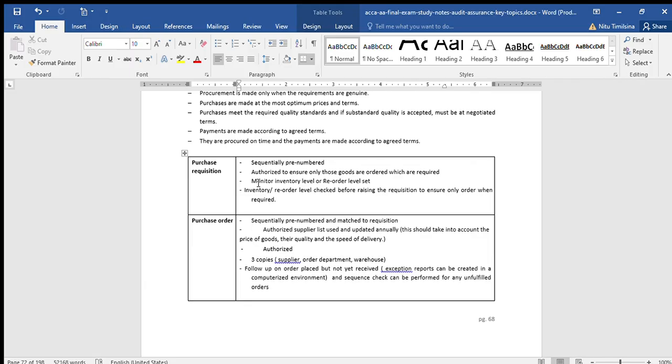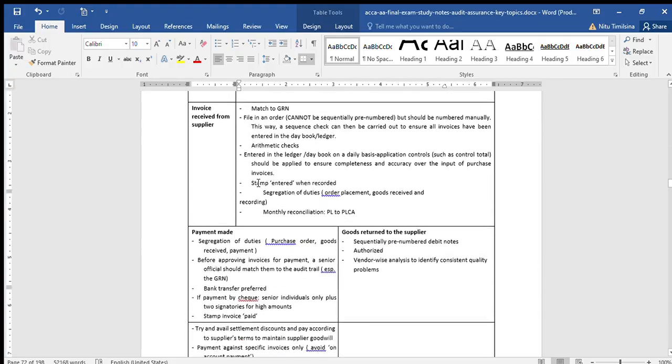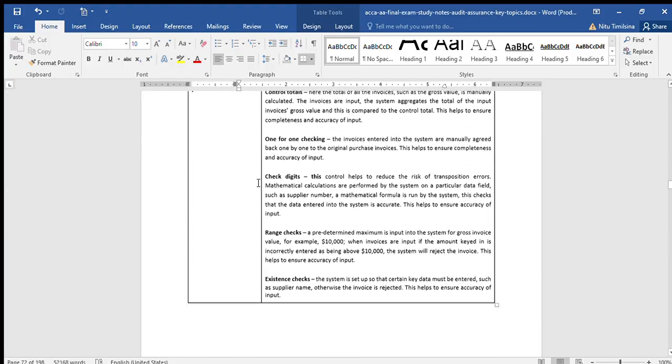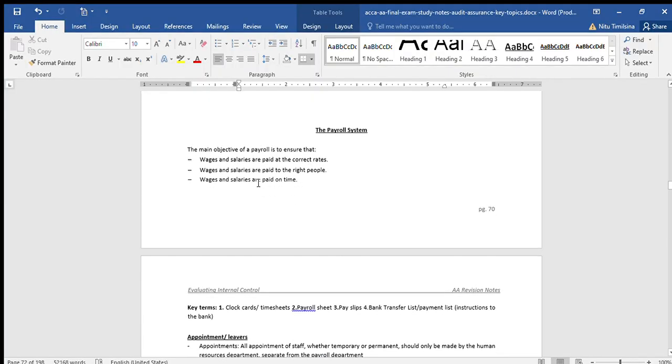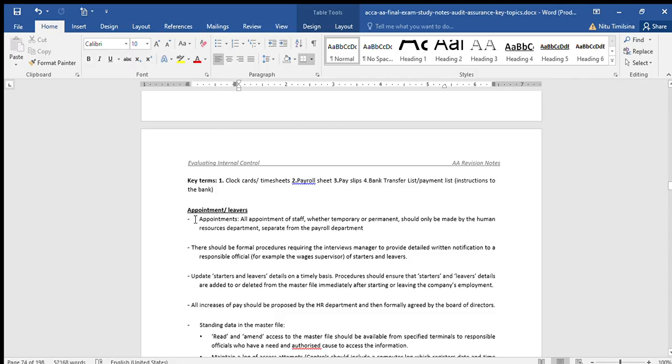Payroll system. We are on the payroll system. The main objective of payroll is to ensure that wages and salaries are paid at correct rates, wages and salaries are paid to the right people, and wages and salaries are paid on time. So key terms: clock card, time sheet, pay slips, bank transfer list or payment list, instruction to the bank, appointments or leavers.